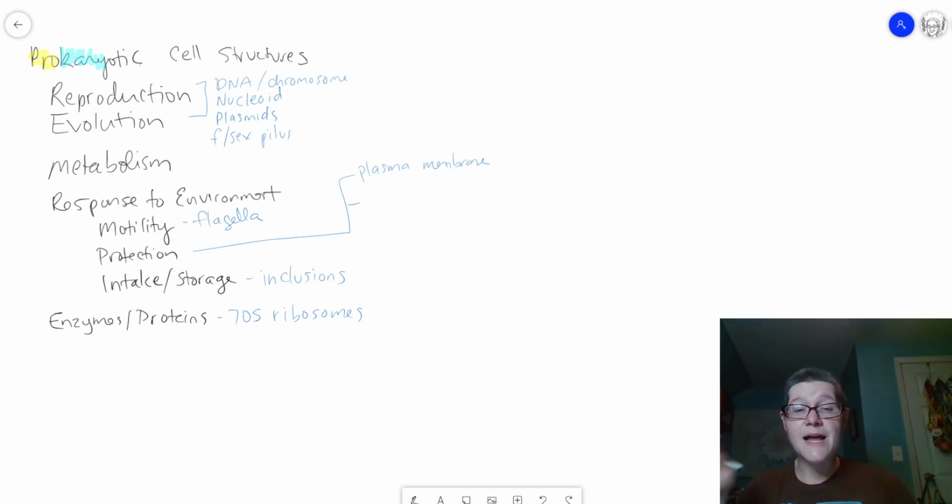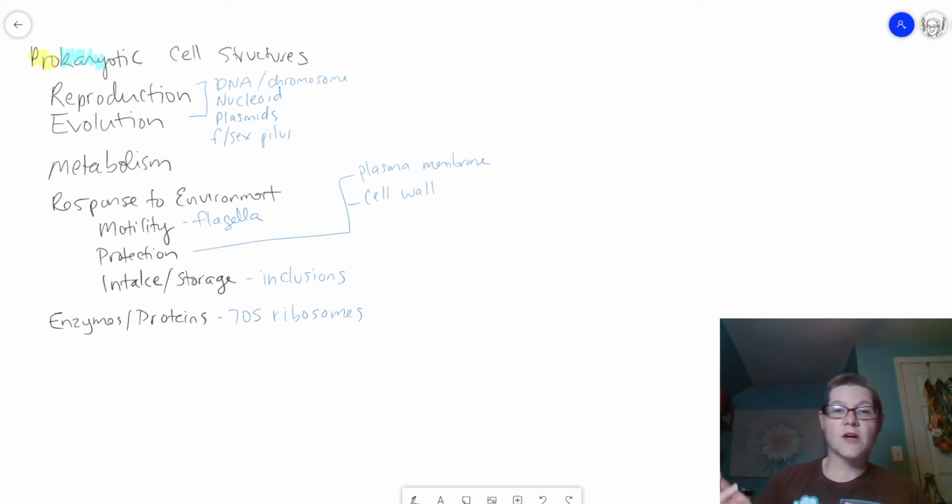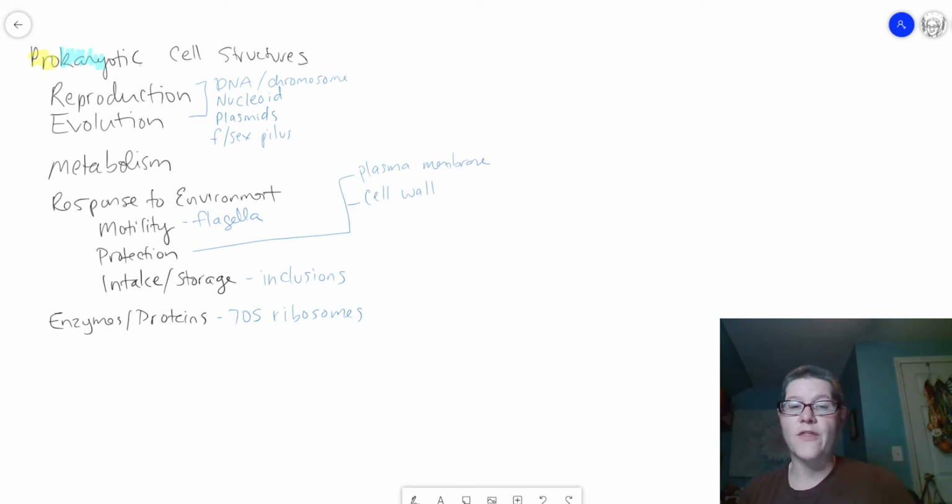Then outside the plasma membrane, you have a cell wall. So both bacteria and archaea have cell walls. And then there's cell walls with different structures. We're going to get into the structures of cell walls again in a moment, but it's important to know that that's another protective layer outside the cell membrane.